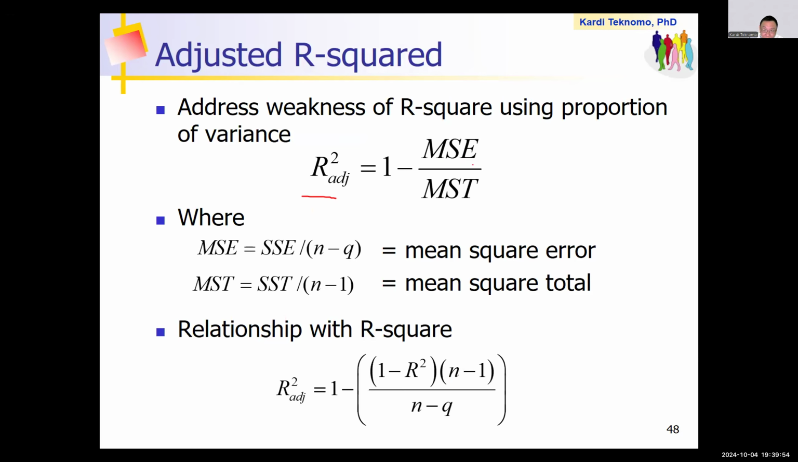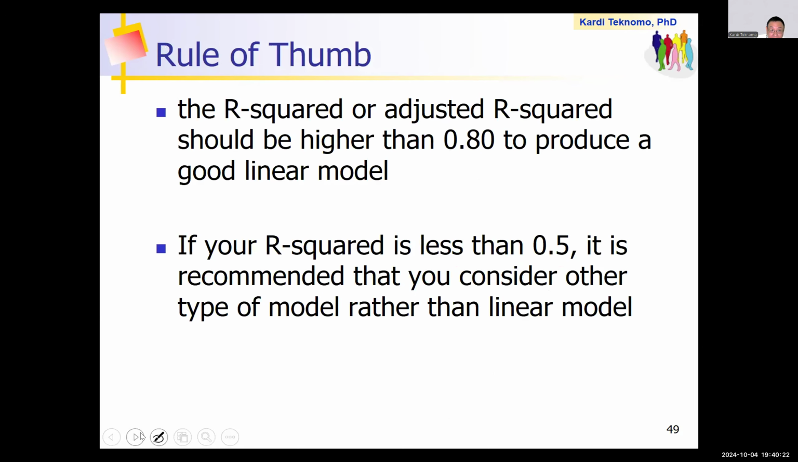In R square, you use the sums, SSE, SST, right? So in adjusted R square, you don't use the sum, but you get the mean. So the mean square of error is computed based on SSE divided by the number of data minus the number of variables. And this one, of course, is based on the data, so n minus 1.